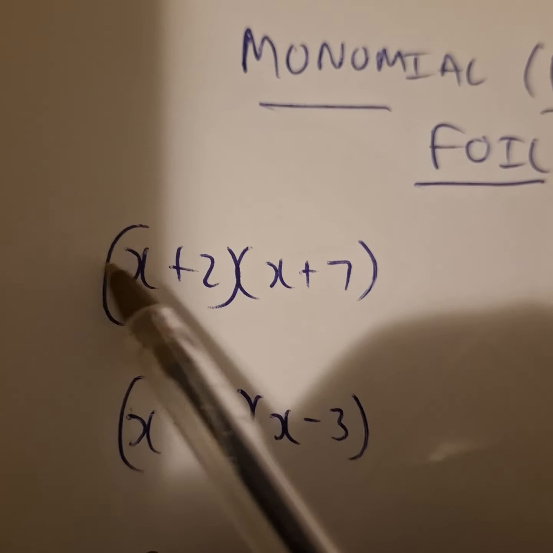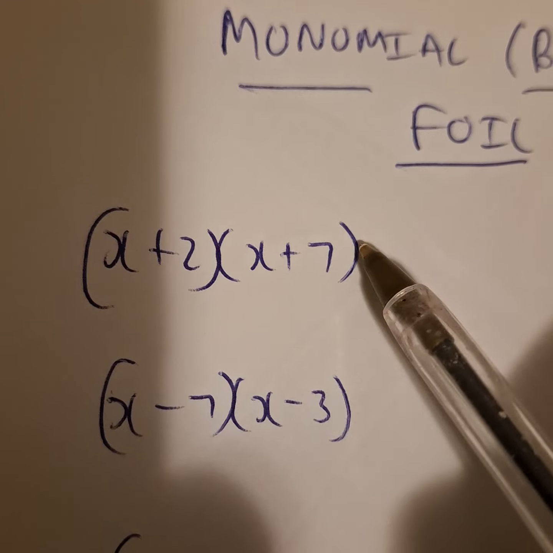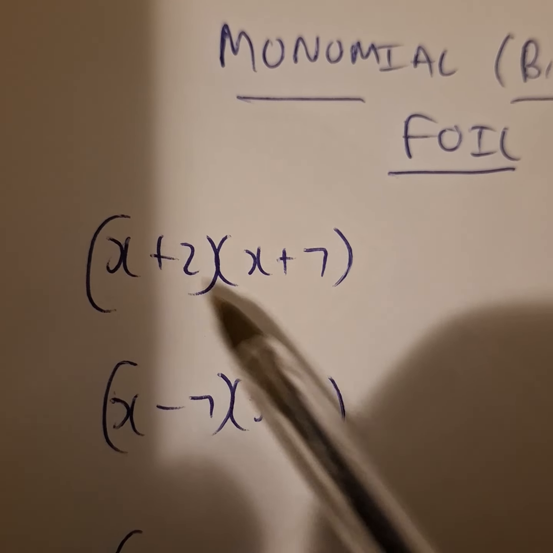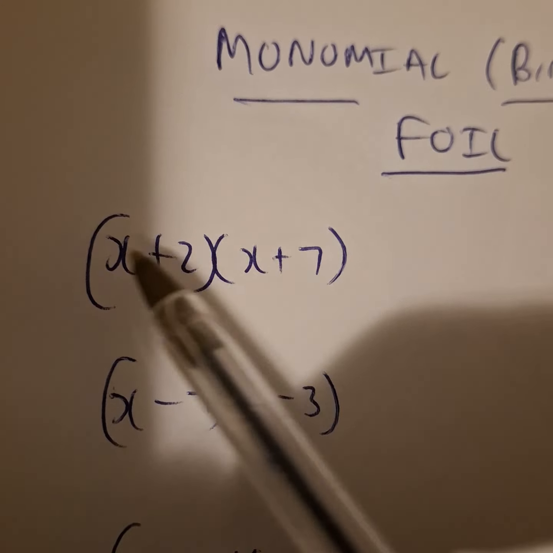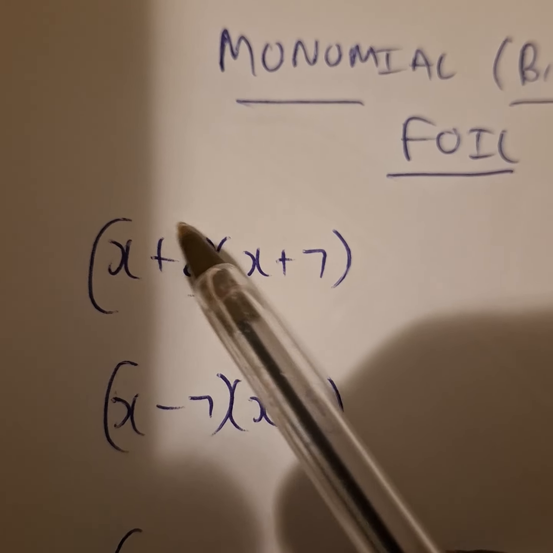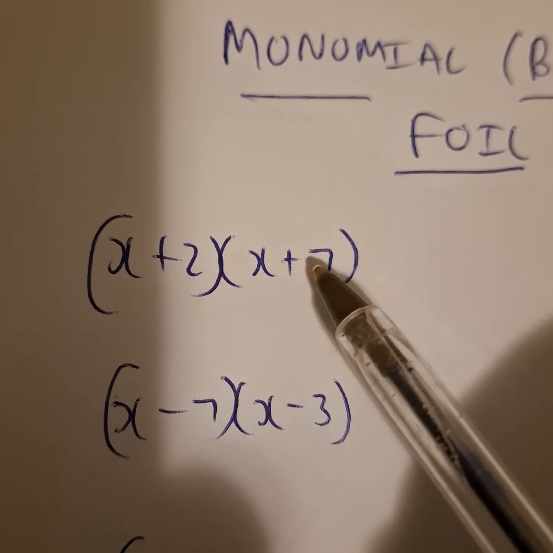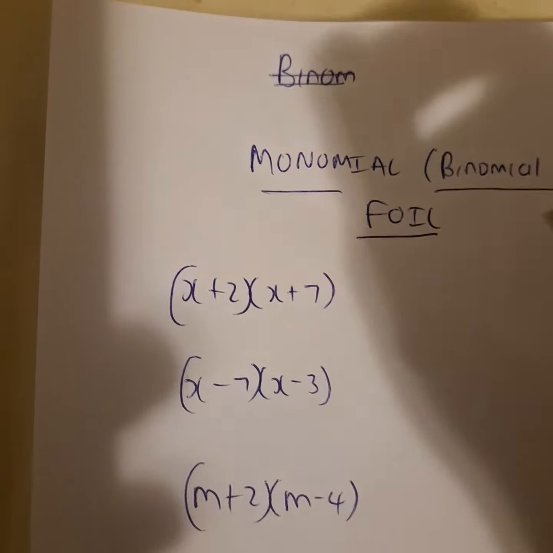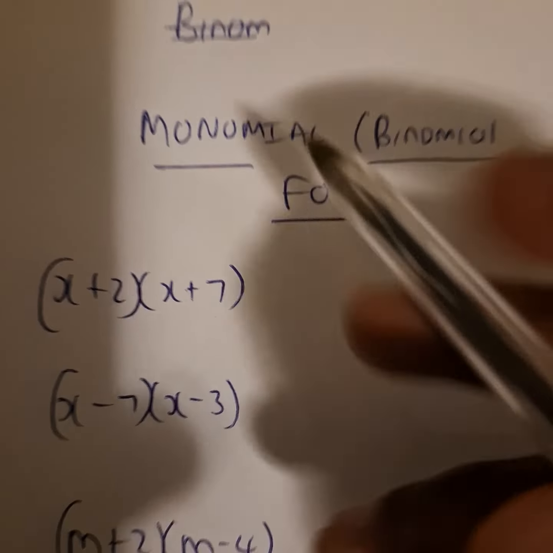This is obviously the bracket. It's a monomial. It's a bracket. It's a monomial. It makes the entire thing a monomial. But inside each individual bracket, we can see that there are two terms, which means this is a binomial inside the bracket, and inside the other bracket, it's a binomial. And that's what we mean by this. So basically what we do is we apply FOIL.